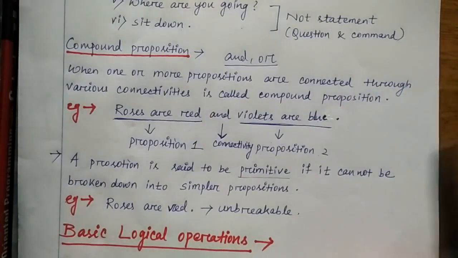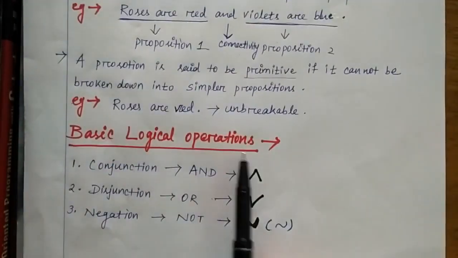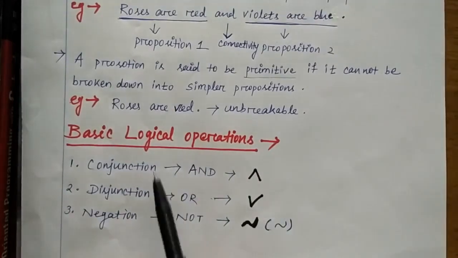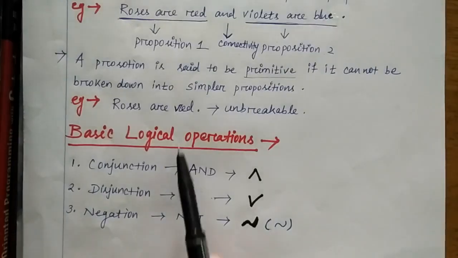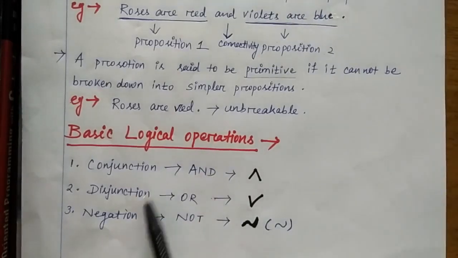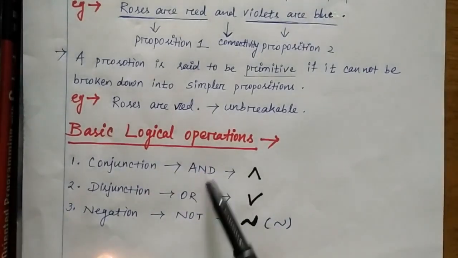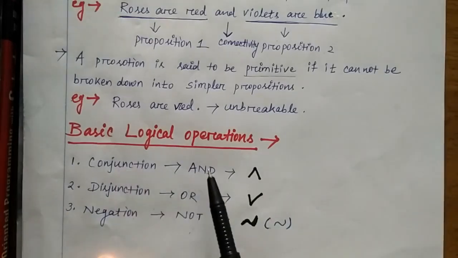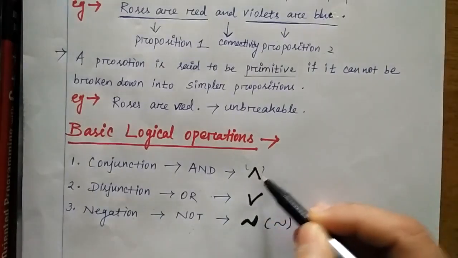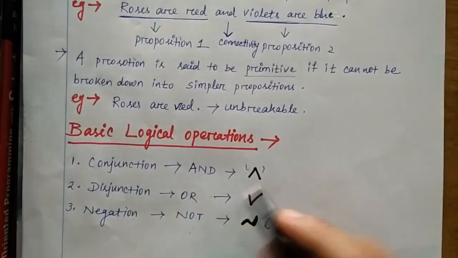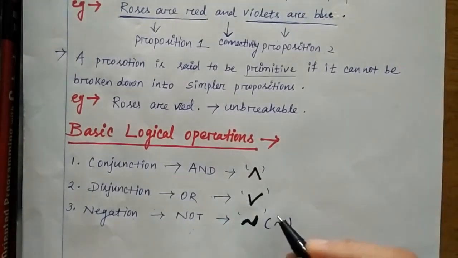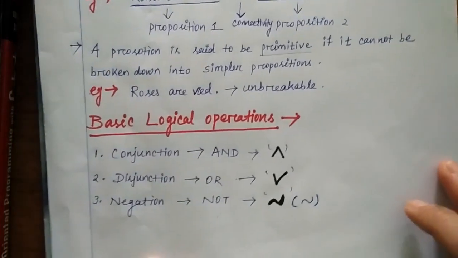Okay, the next topic is the basic logic operations. The basic logic operations are of three types: conjunction, disjunction and negation, that is AND, OR, NOT. Actually, logic operations can be of many types, but the basic ones are these. Conjunction stands for AND in English, and the notation is this one, cap. Disjunction is OR, the notation is cup, and negation is NOT, the notation is this tilted sign.